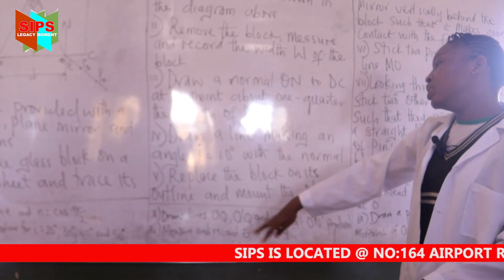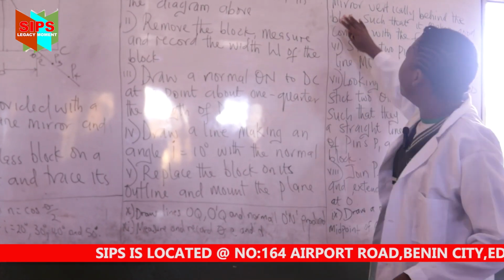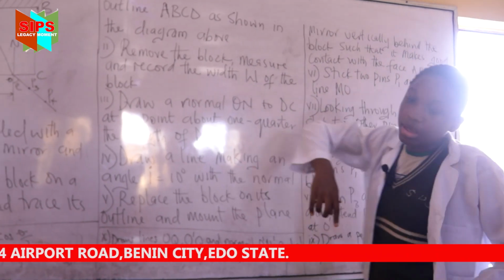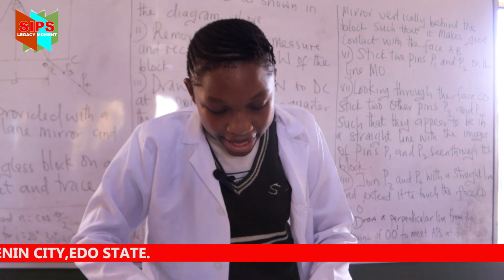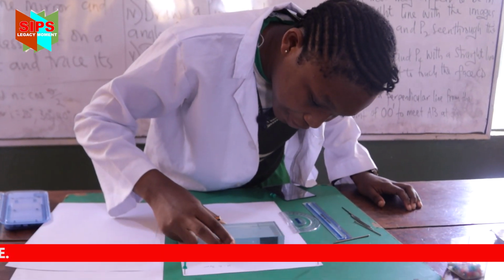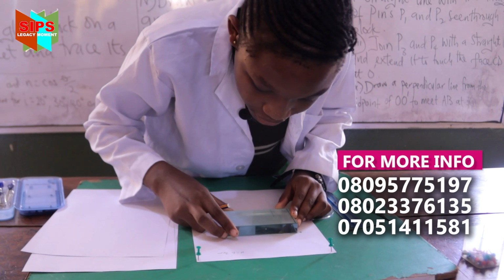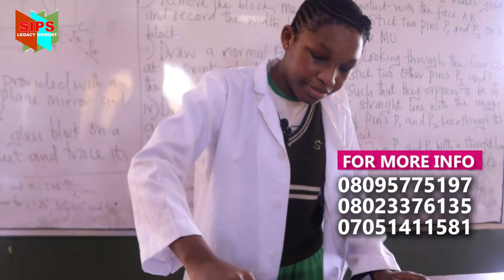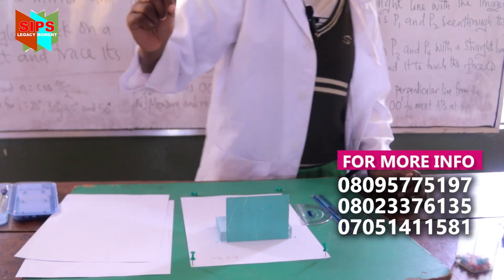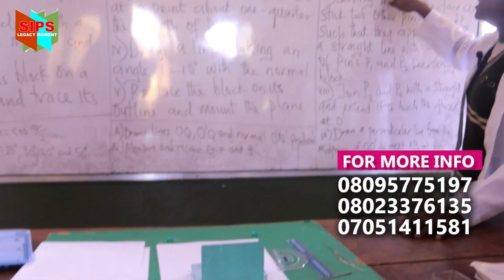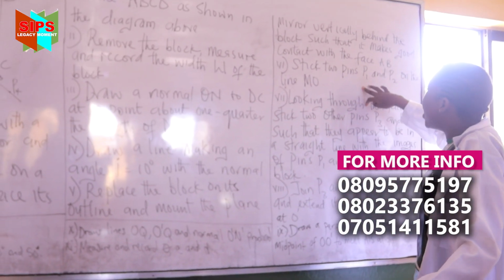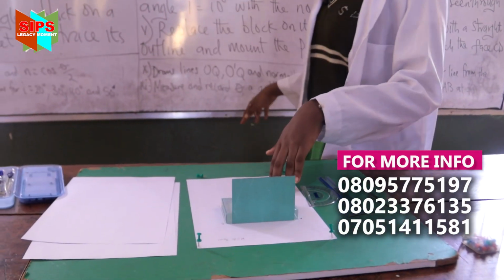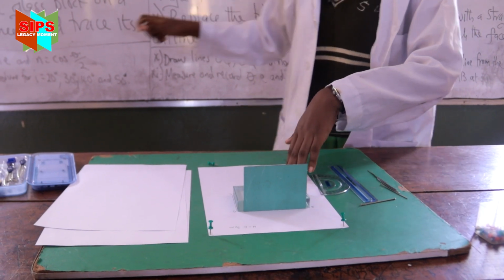So replace the block on its outline and mount the plane mirror vertically behind the block such that it makes good contact with the face AB. So I'm going to put my glass prism back where it was before. Then my plane mirror, I'm going to put it vertically behind. Stick 2 pins, P1 and P2, on the line MO. My line MO was the line I drew when I got my 10 degrees.